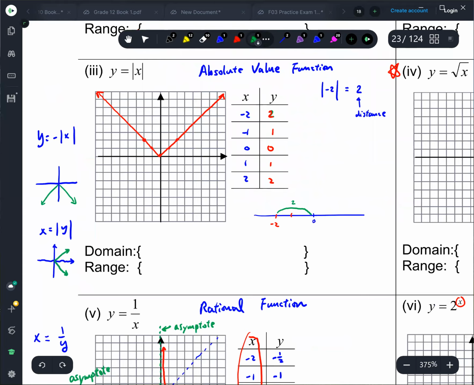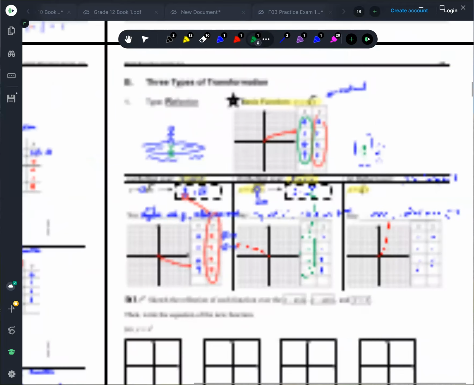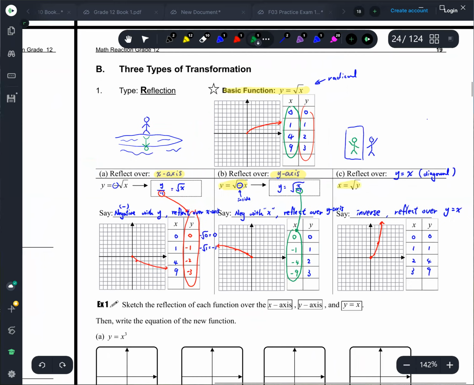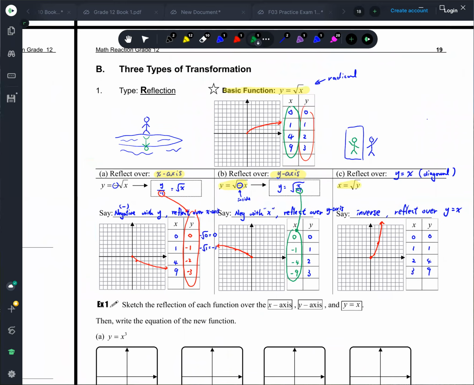So during the break, okay, spend a minute or 2, repeat these 3 rules, okay? Negative with y, reflect over x. Negative with x, reflect over y. Inverse, reflect over y equals x. Okay, let's have a break.